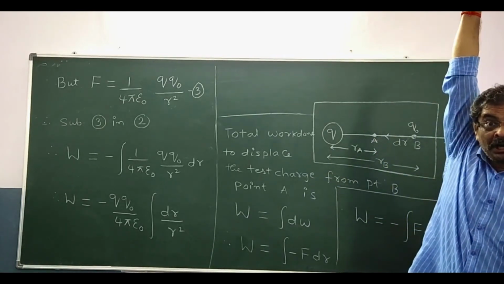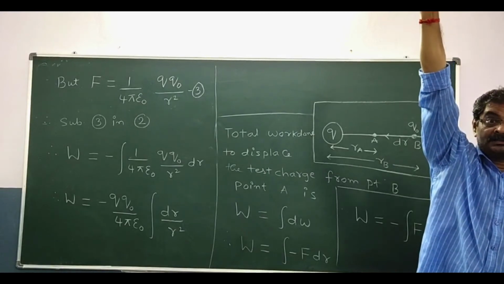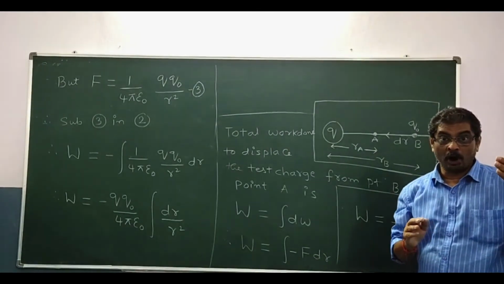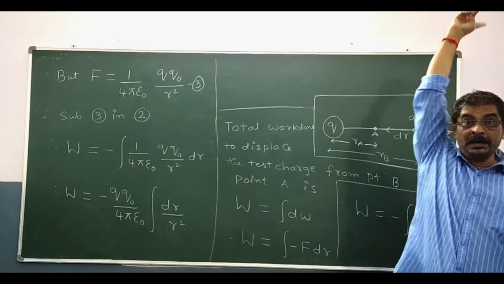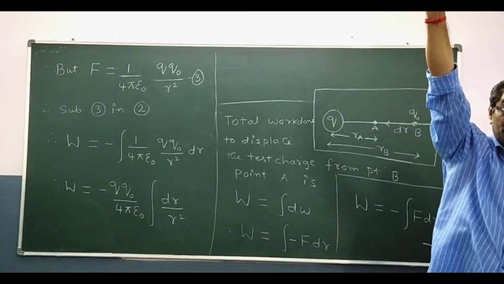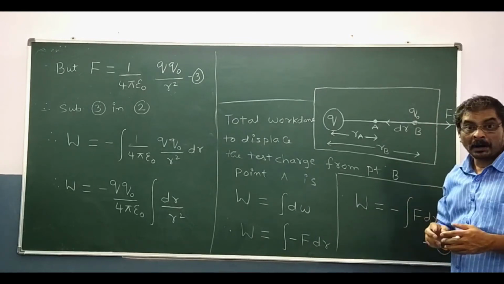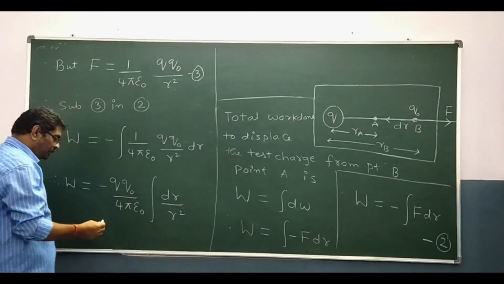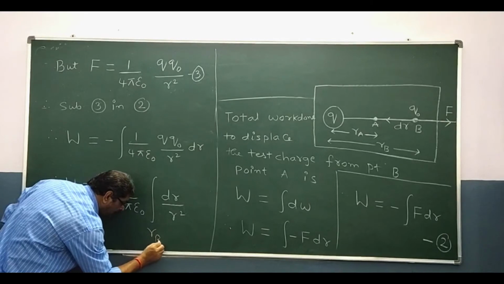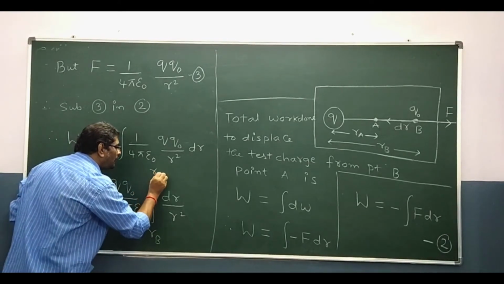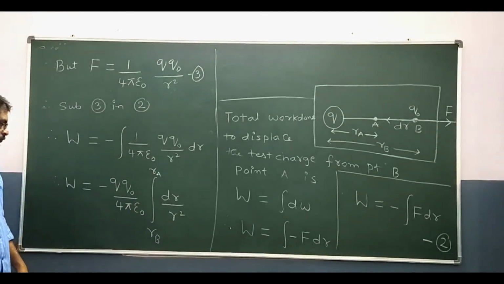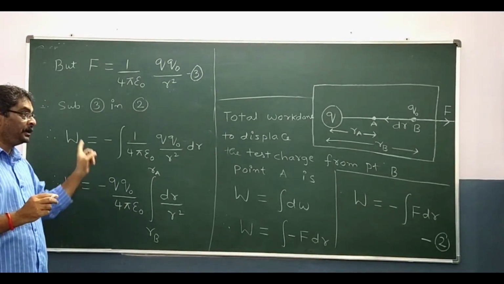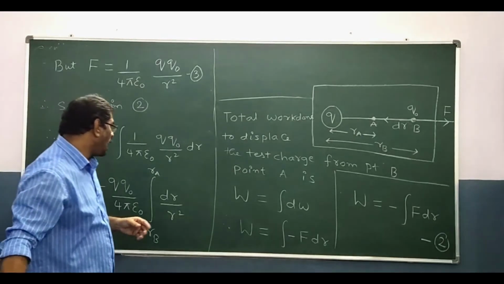So remember the important concept, we are displacing the test charge from point B to point A. That's the reason why the lower limit will be RB and the upper limit will be RA. Now substitute the limits of integration.